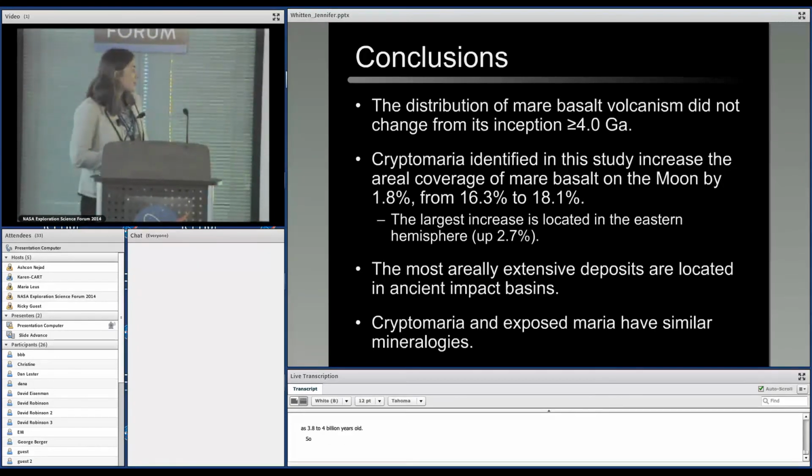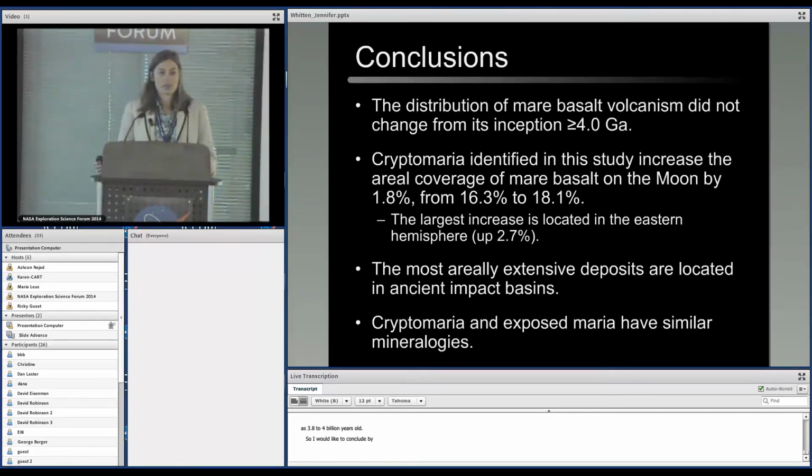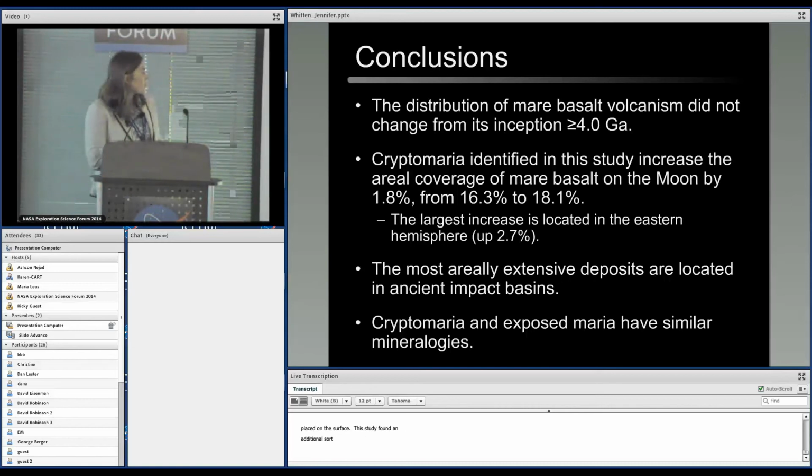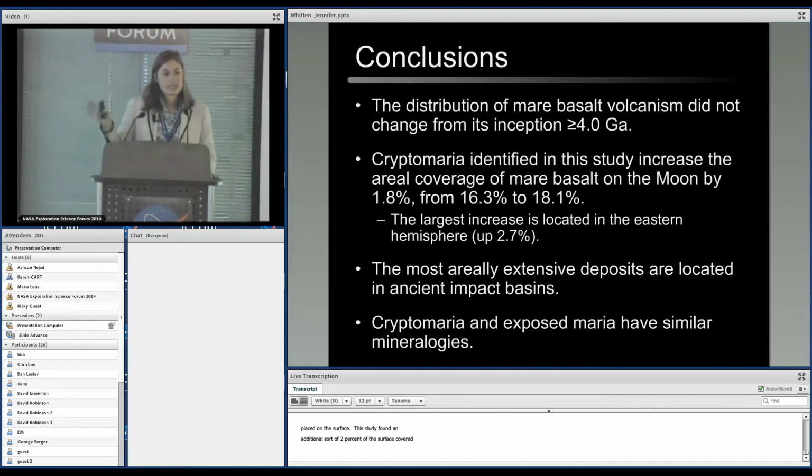So I'd like to conclude by saying that the distribution of Mare basalt volcanism does not appear to have changed much since these Cryptomaria were emplaced on the surface. This study has found an additional 2% of the surface covered with Cryptomaria, and that largest increase is seen in the eastern hemisphere of the moon. The most areally extensive deposits are located in large impact basins, and the Cryptomaria and Maria appear to have similar mineralogies in the same location on the moon. So with that, I'll take any questions.